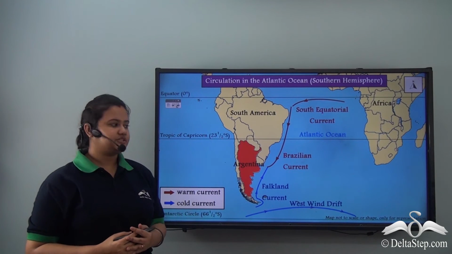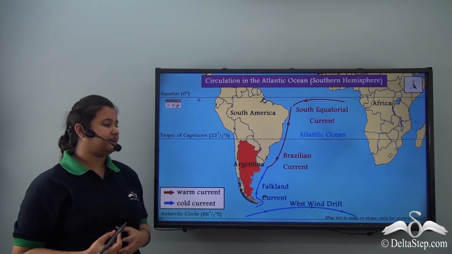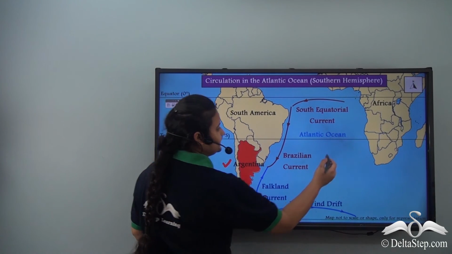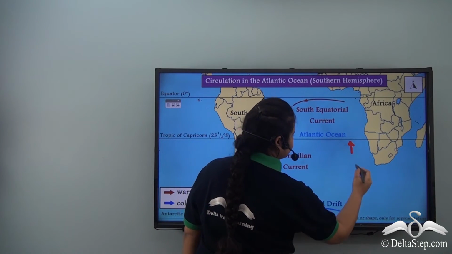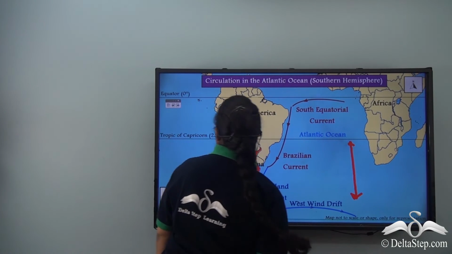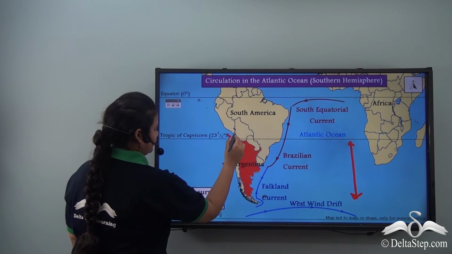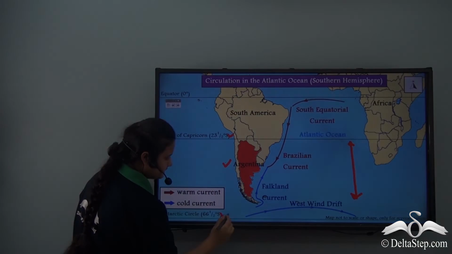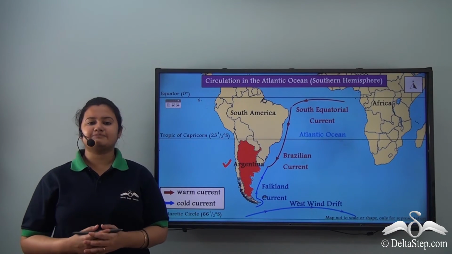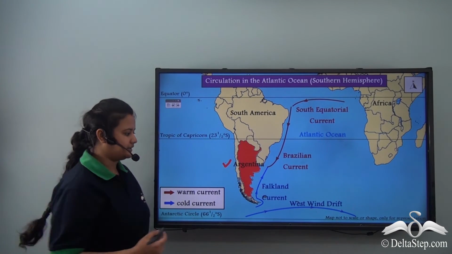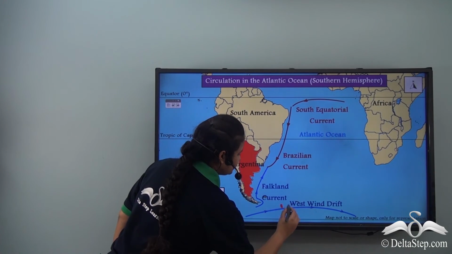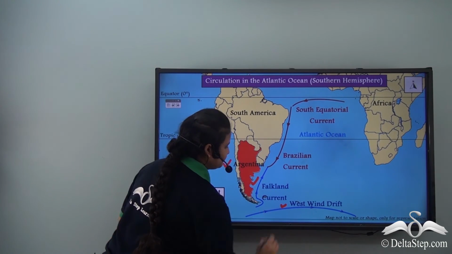Now, here you see that when the Brazilian current has reached Argentina, it is already in the temperate zone. See, it is between the Tropic of Capricorn and the Antarctic Circle. So here in this map we can see two cold currents, the west wind drift and the Falkland current.